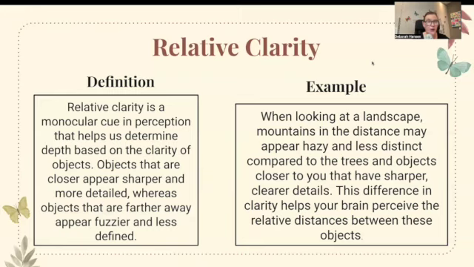Relative clarity. Relative clarity is a binocular cue in perception that helps us determine depth based on the clarity of objects. Objects that are closer appear sharper and more detailed, whereas objects that are farther away appear fuzzier and less defined. When looking at a landscape, mountains in the distance may appear hazy and less distinct compared to the trees and objects that are closer to you. They may have a sharper, clearer detail. This difference in clarity helps your brain perceive the relative distance between these objects.